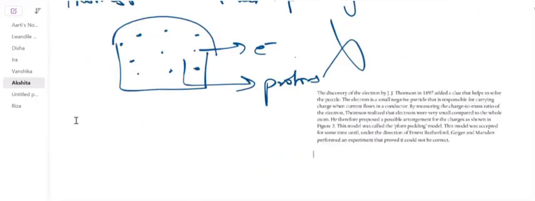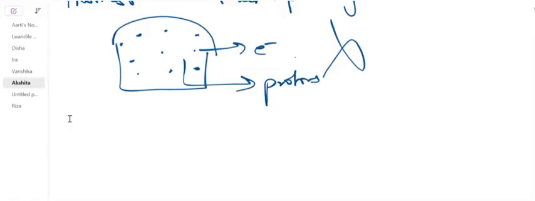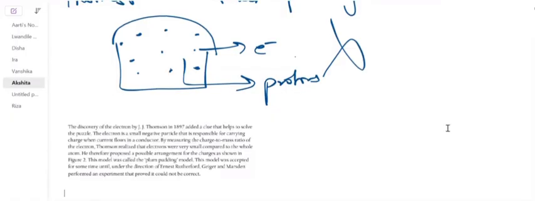Check here. So basically, it was J.J. Thomson who had worked with this theory, and the electron is a small negative particle for him. Thomson realized that the electrons were very small in comparison to the whole atom. He therefore proposed an arrangement of the charges, and he compared it with the plum model. But what were the limitations of this?